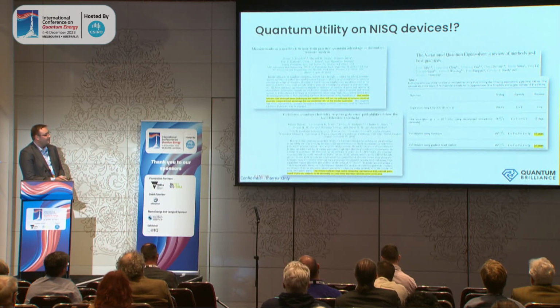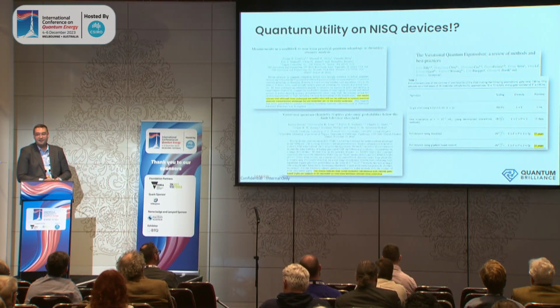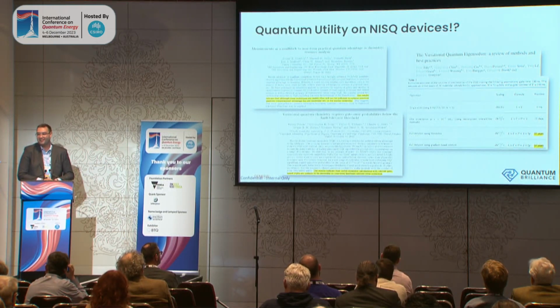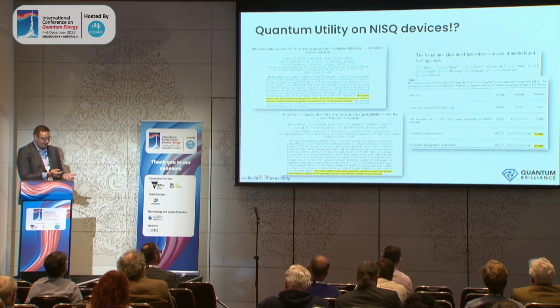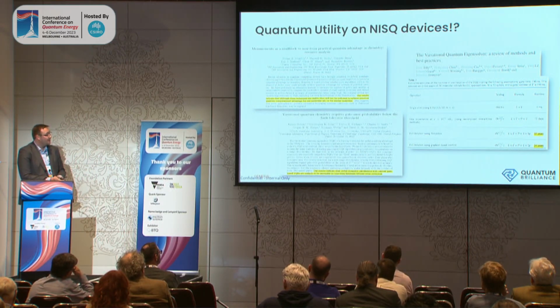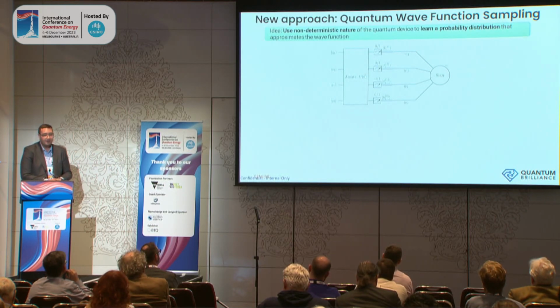And what they find is, unfortunately, a single iteration using the Rotosolve algorithm takes 35 years roughly. That is not going to be practical at all. So therefore, we thought about this and thought about what you can do differently. Well, what we came up with is something that we call quantum wave function sampling.